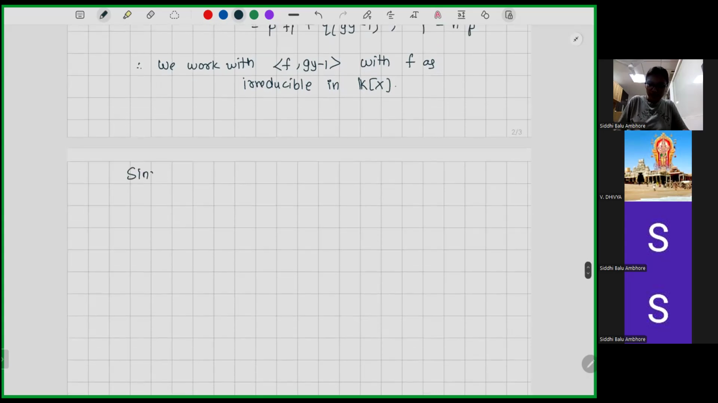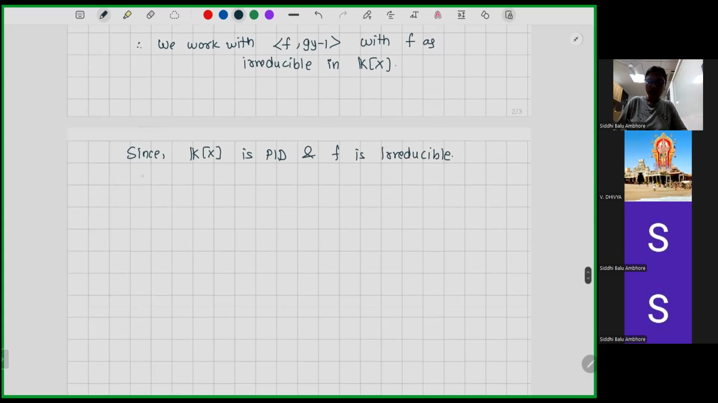Okay, so since K[x] is a PID, and f is irreducible. When I say PID, I mean principal ideal domain. It means every ideal in K[x] is generated by a single element. So this implies that K[x] mod f is a field, because f is an irreducible element, and in K[x] the ideals generated by irreducible elements are maximal.